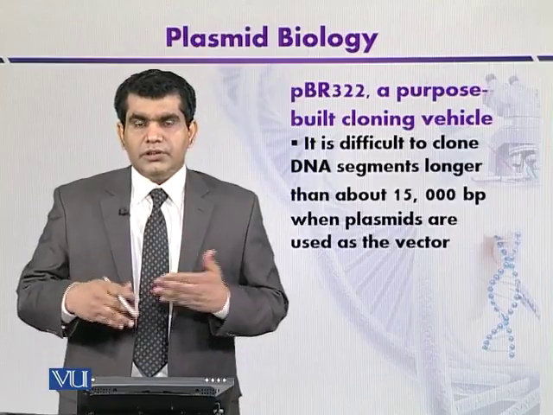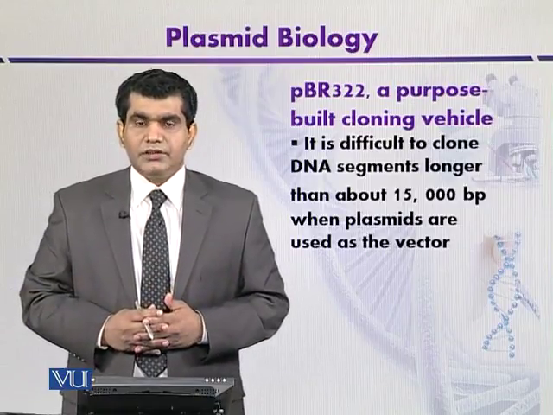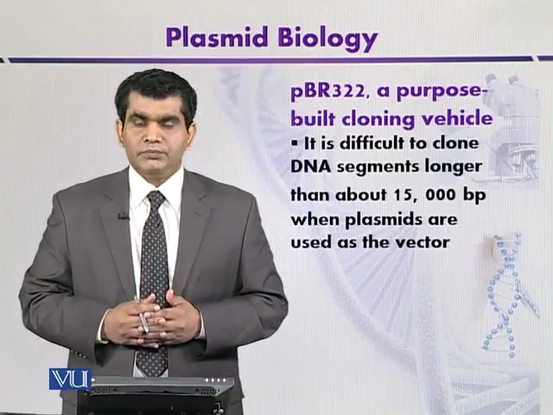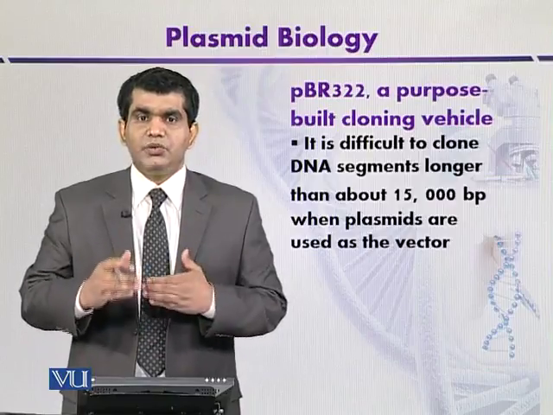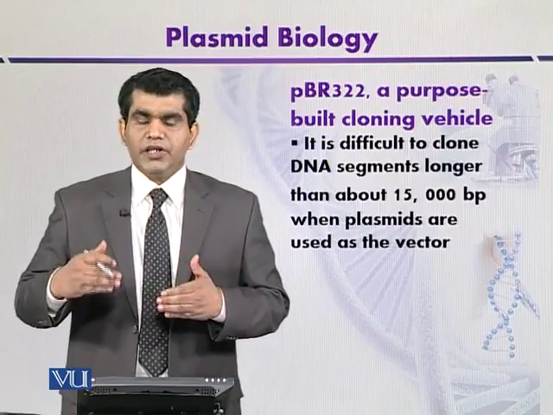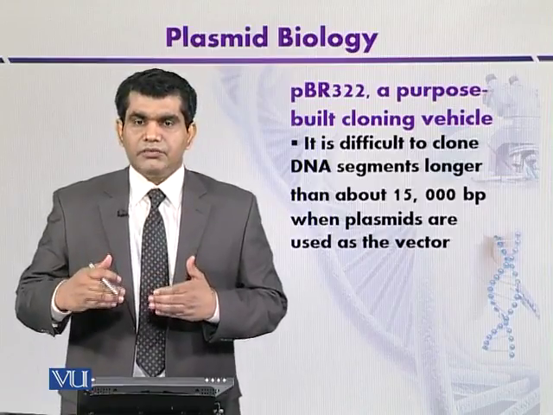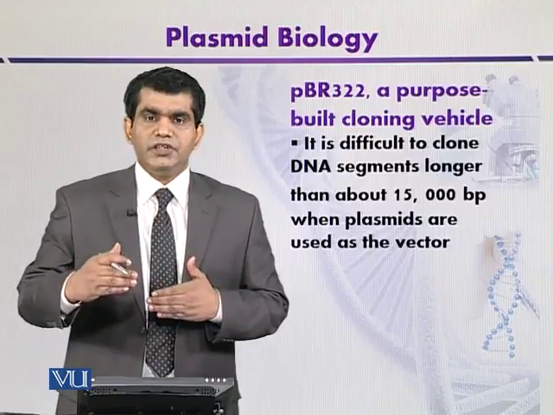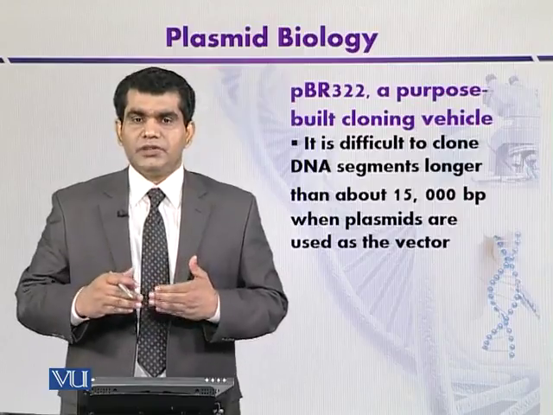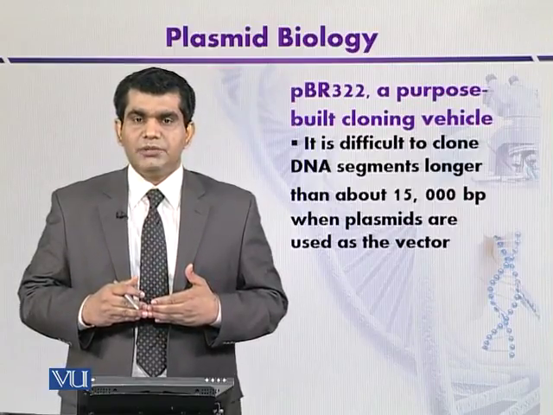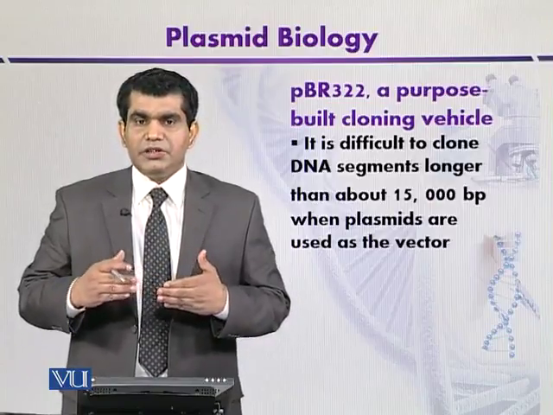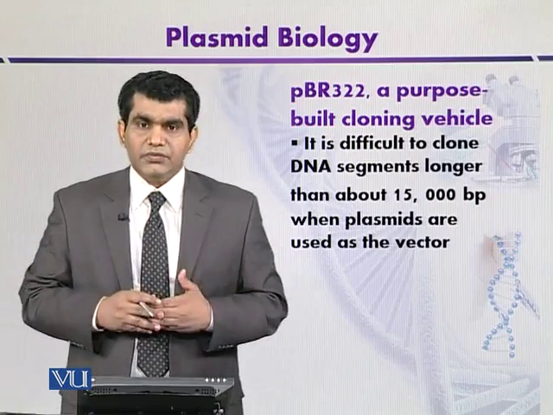There is also a limitation that the length of the cloned fragment is very important. It is often mentioned that the length should not exceed 10,000 base pairs or 10 kilobases, because when the length increases from 10 kilobases to 15,000 bases or 15 kilobases, the instability of the plasmid will increase. Instability means that it will not segregate equally into the daughter cells during cell division.